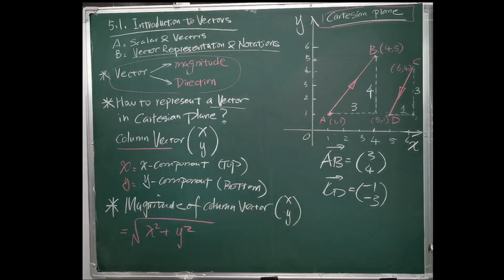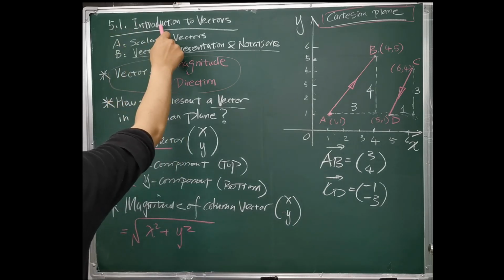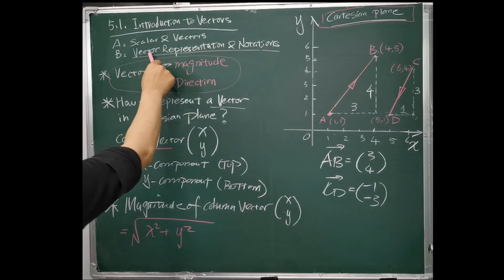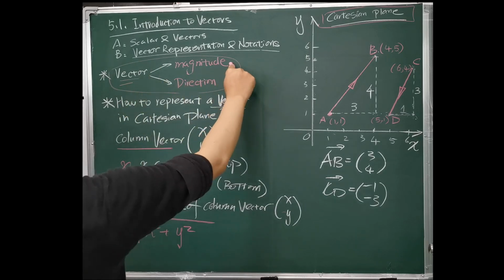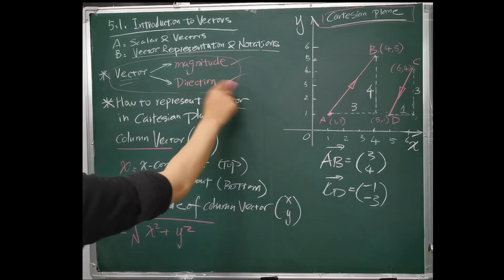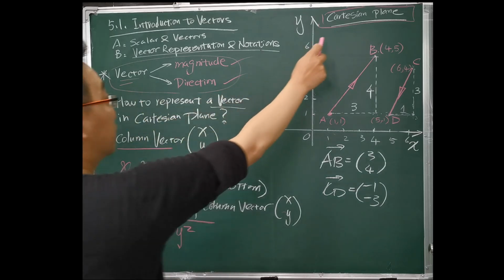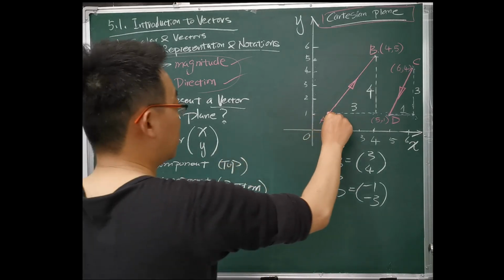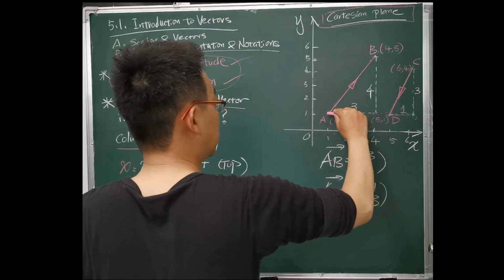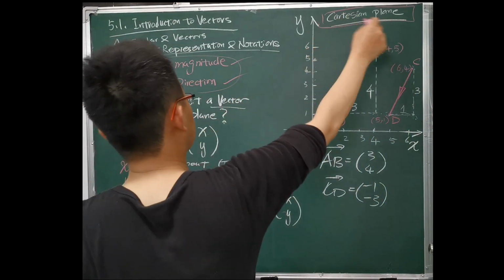Okay everyone, thanks a lot for watching. Today we'll talk about chapter 5.1, introduction to vectors, representation and multiplication. When we talk about vectors, there are two items: magnitude and direction. Then how do you represent the vectors in the Cartesian plane? If we have a line here or a line here, how do we represent them in the Cartesian plane?